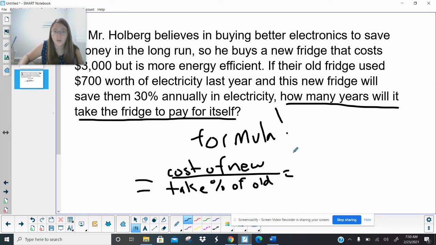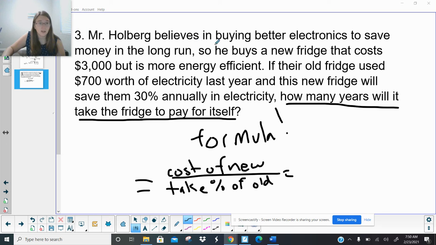So you need to read the question carefully. I can't explain it any more than that, besides just be careful, guys. It's very easy to jumble the numbers up and then you're going to get the wrong answer. So read the problem: what's the new on top. On the bottom, you're going to take this percentage of whatever the old cost is. So try it real quick if you need to.